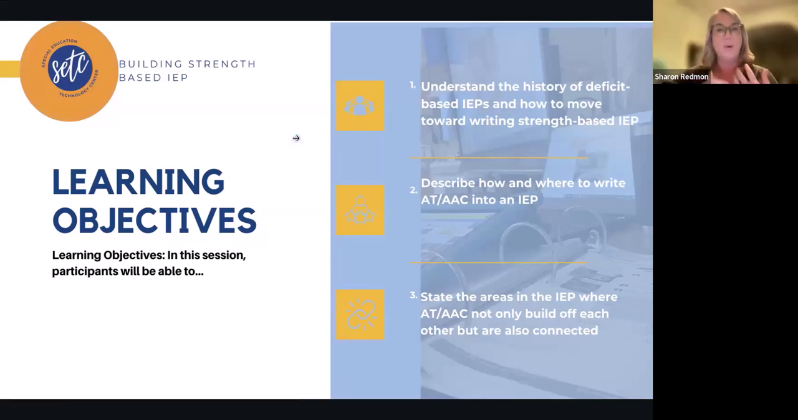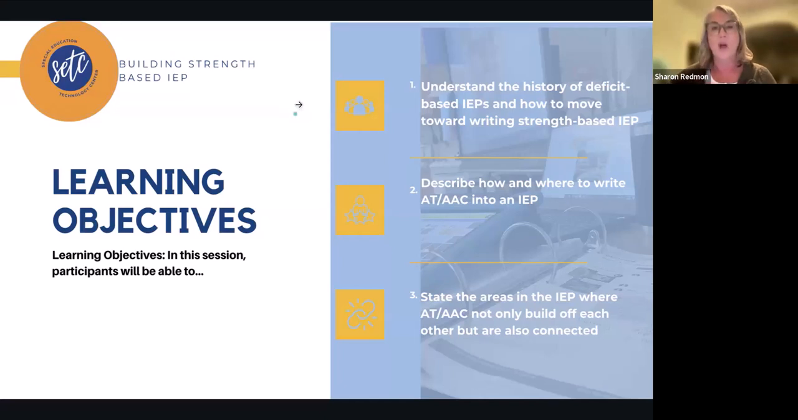But tonight we're really going to focus on understanding that history of a deficit-based IEP, like how did we get here, right? And how do we then move towards that more strength-based approach? By the end, I'm hoping you can describe at least how and where we can write that AT and AAC into the IEP and what that looks like, and then be able to state those areas so that we can build off of them. You'll see how writing assistive technology, including AAC, builds off of each other as we go through that, and as you build the IEP.